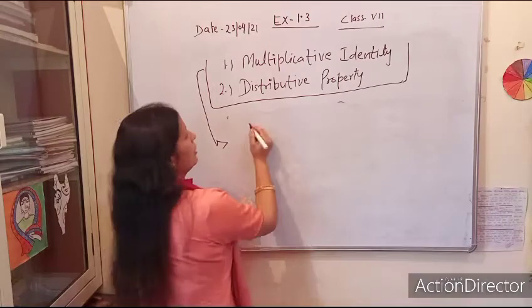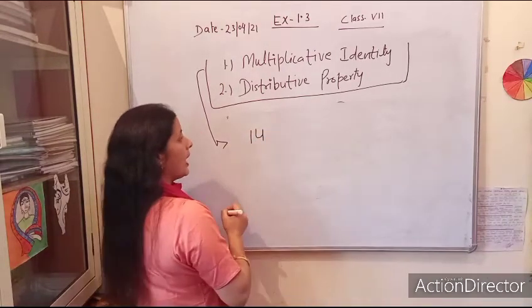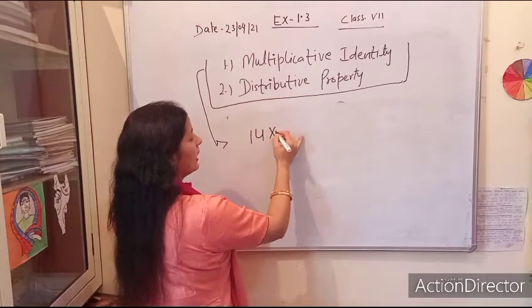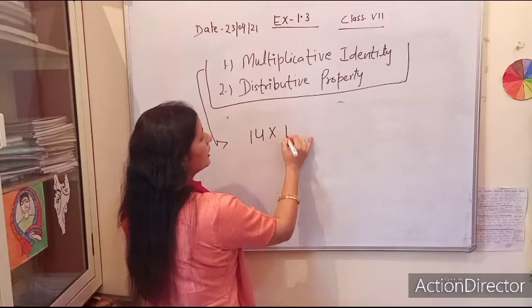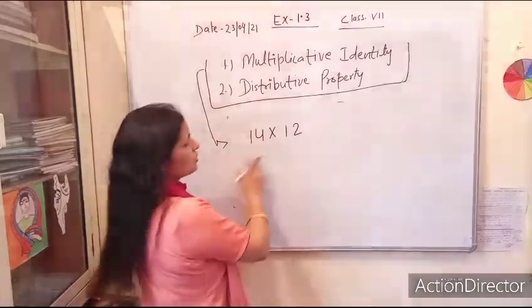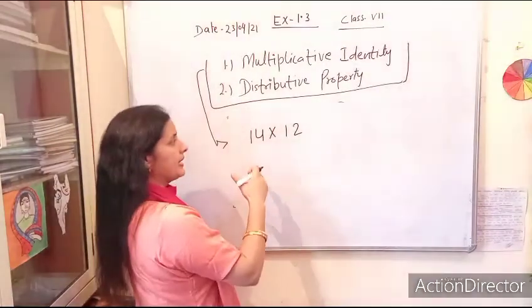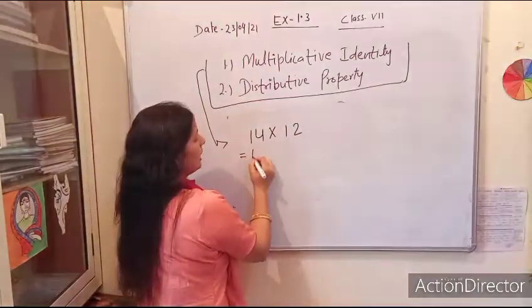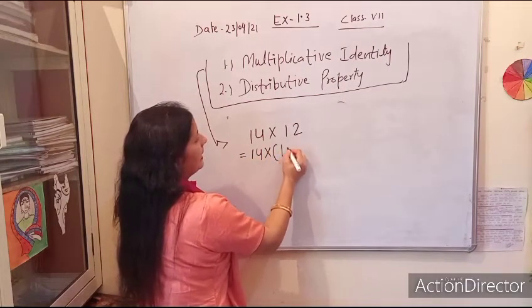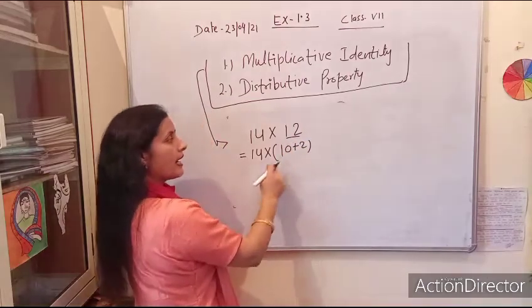Let's take an example. For example, I have the number 14 and I have 14 into 12. It is quite difficult, so I just want to make it easy. What will I do? I will write it this way: 14 and 10 plus 2. Can I write this 12 in this way?